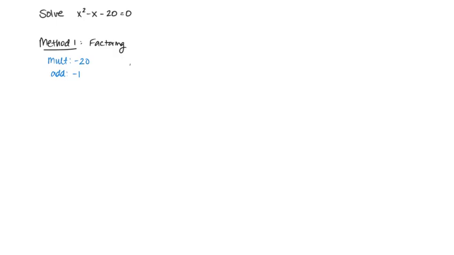So two numbers that multiply to negative 20 and add to negative 1, we could use negative 5 and positive 4. So our factors will be x minus 5 times x plus 4 is equal to 0. To check, we can always multiply these back out, make sure it matches our original equation, and then set each factor equal to 0. So we end up with two solutions, x equals 5 and x equals negative 4.